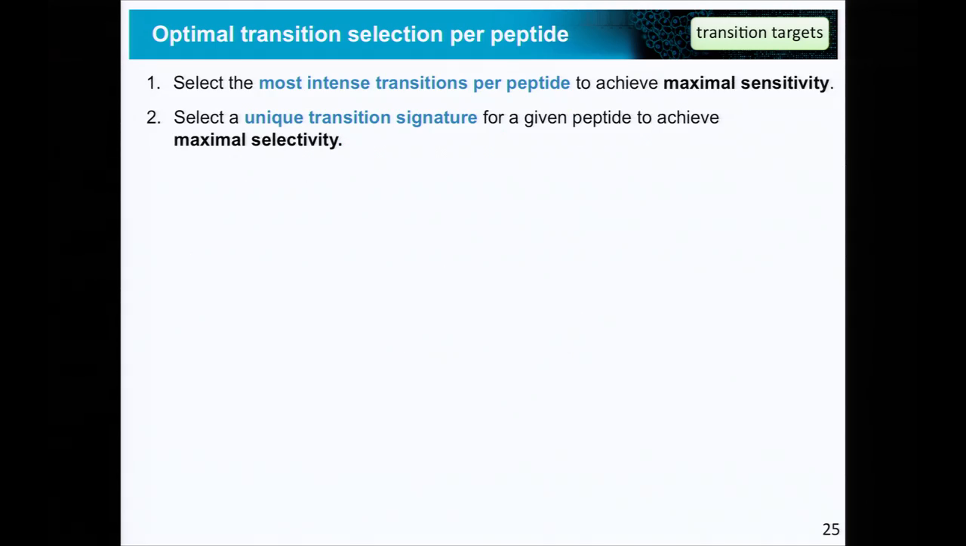And the answer is actually very similar to what we have already discussed on peptide level. People do exactly the same. They also try to select the most intense transitions per peptide, the ones that are the highest in the signal, to be really sensitive. And they try to select a transition combination, so a unique transition signature, in order to be really selective for one peptide and not to have a mixture of several peptides that can be described by this combination of transitions.